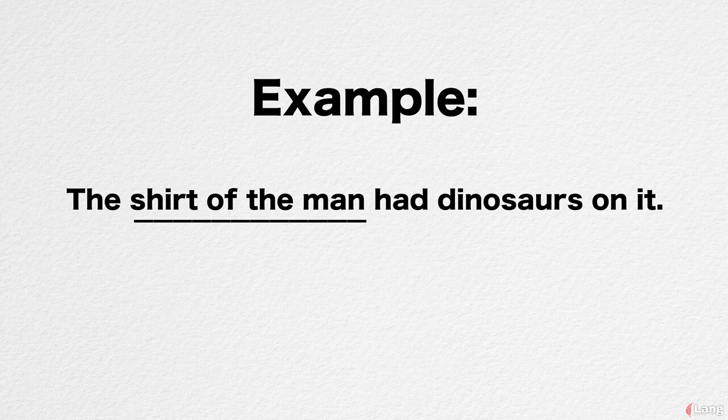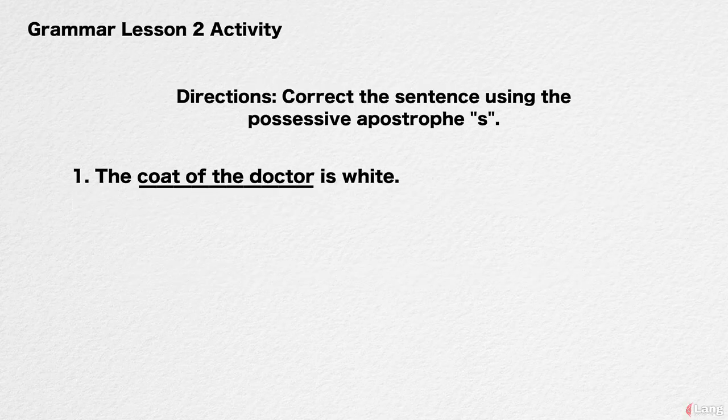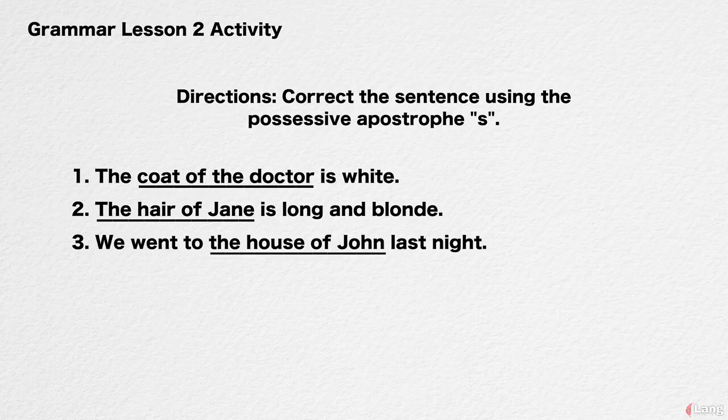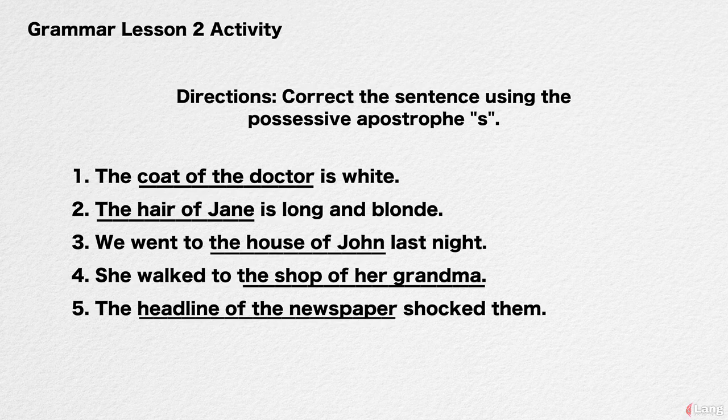This sentence is incorrect, so I need to correct it using the possessive apostrophe S. The correct answer would be, the man's shirt had dinosaurs on it. Number 1. The coat of the doctor is white. Number 2. The hair of Jane is long and blonde. Number 3. We went to the house of John last night. Number 4. She walked to the shop of her grandma. Number 5. The headline of the newspaper shocked them.